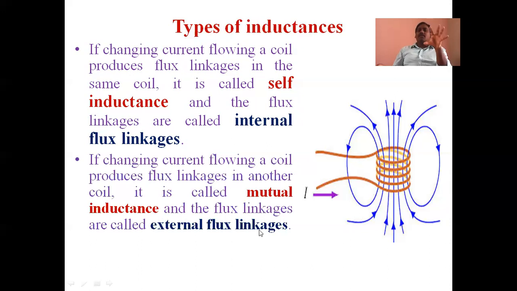That means when current flows through the coil, it can produce two types of flux linkages: internal flux linkages of the same coil and external flux linkages of the neighboring coil. That's why the total flux linkages of a system are equal to psi internal plus psi external, that means internal flux linkages plus external flux linkages.